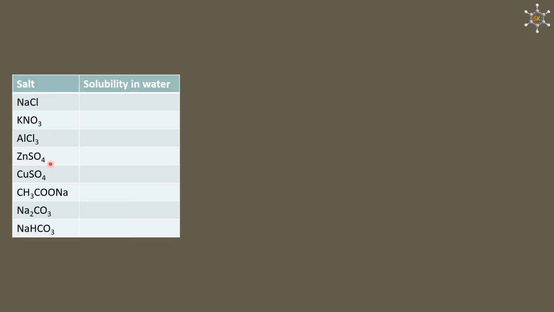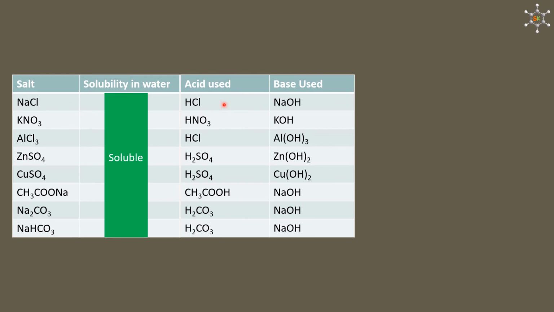All these salts are soluble in water. Let us try to find out the nature of these salts. In order to find out the acid and base component present in this salt, we have to add OH minus to the cation and H plus to the anion. Accordingly, sodium chloride is made up of HCl and sodium hydroxide.